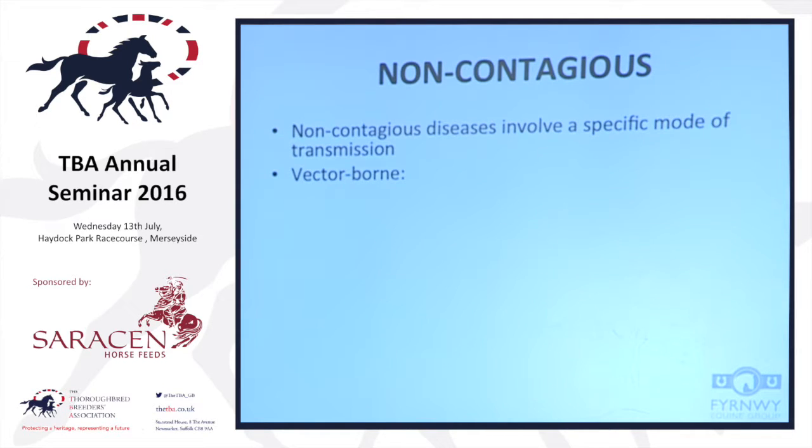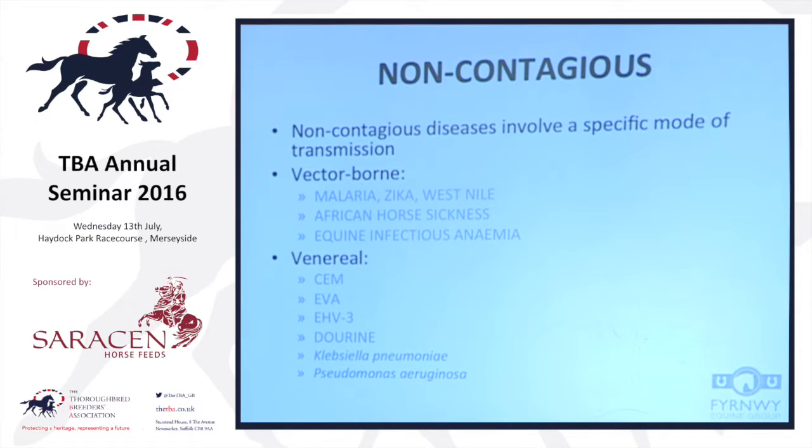So non-contagious ones. Non-contagious diseases need a specific mode of transmission. And there are two we really think about. One is vector-borne. So a vector is basically any insect that will transmit a virus or whatever you're talking about, and then venereal as well.